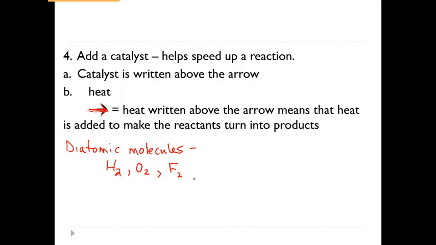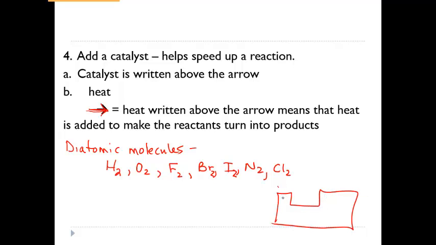Fluorine, pretty much all of your halogens. So you have fluorine and bromine. Iodine, nitrogen is another one. Sorry, I should be putting 2's behind these. And then we also have chlorine. Now there are 2 different ways you can remember these. One is to look at your periodic table.